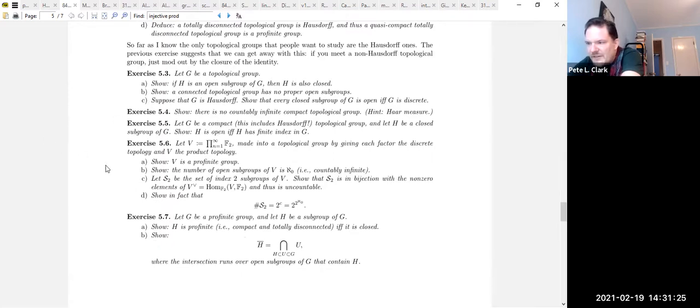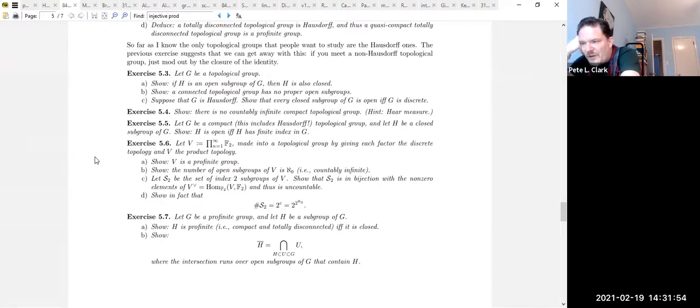Okay, so here's the interesting example, and it doesn't have to be this. This is just the simplest example. So just take the direct product of countably many copies of F2, or Z mod 2, give each one the discrete topology and put the product topology on it. Okay, so this is evidently a compact, totally disconnected topological group. So it's a profinite topological group. Here's what you have to show.